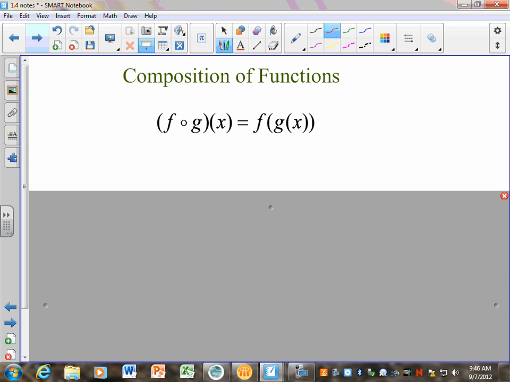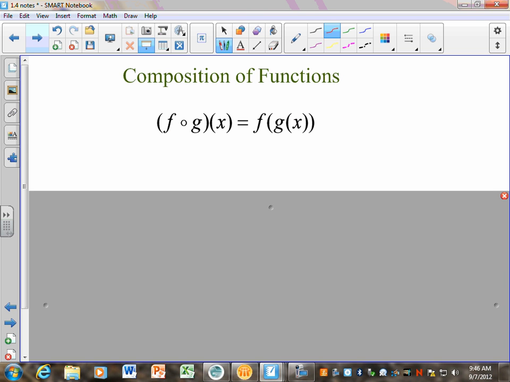Also last year we learned this new operation called composition. And lots of people think composition is just multiplication, but it's not. It's taking one function and putting it into another function. The way that we show that is that little open circle. That doesn't mean f times g. That means f of g.